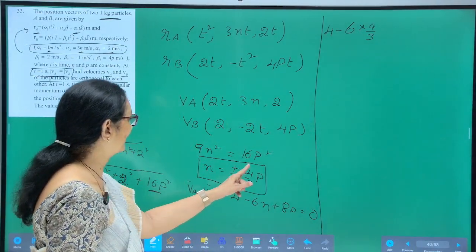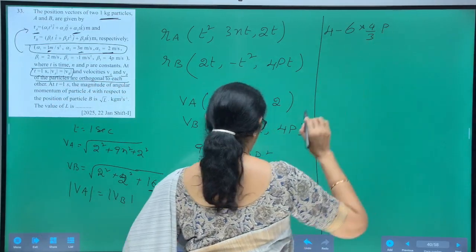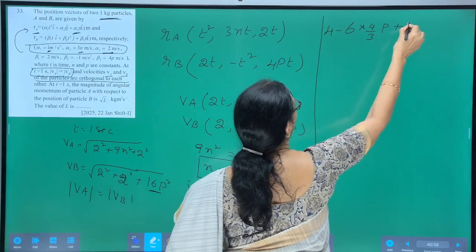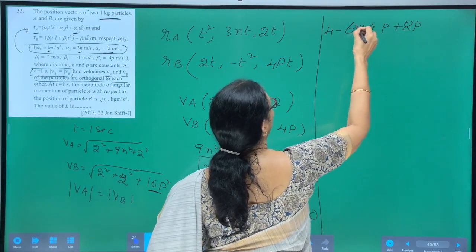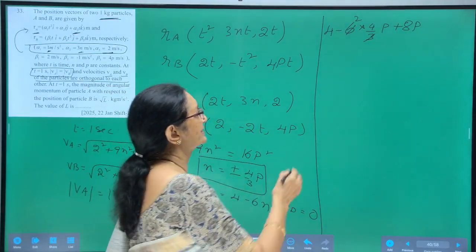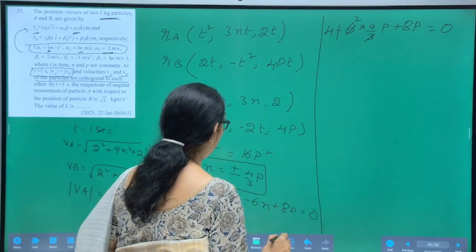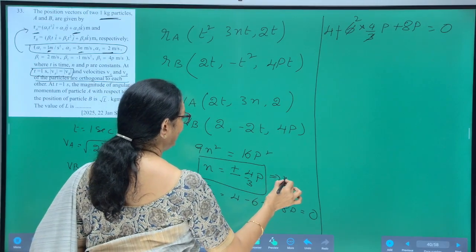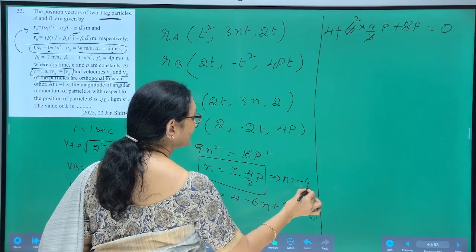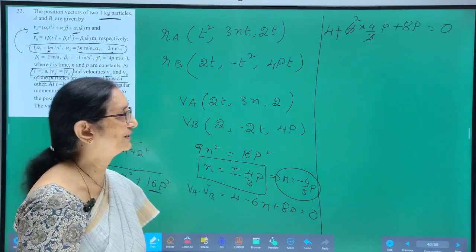So, n is equal to 4 by 3p. So, 6 into 4 by 3p plus 8p. So, very obviously minus 8p plus 8p, it becomes 4 is equal to 0, which is impossible. So, that implies n is not equal to minus 4 by 3p. Do you understand? That is an important thing.